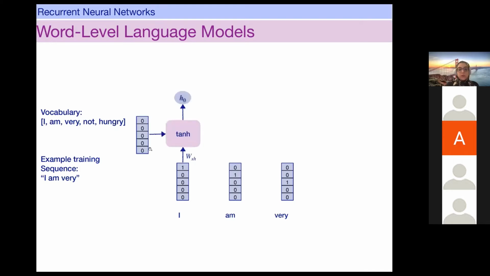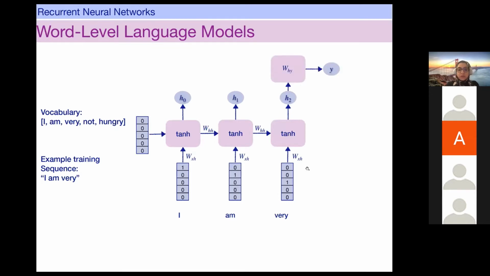So first, we need to have the previous hidden state, but since this is the first time, we'll just initialize a vector of zeros. Then we multiply this weight matrix with the input, pass it through a tanh, and also include the previous hidden state, and then we calculate the current hidden state. We repeat that again with "am", and then again with "very".